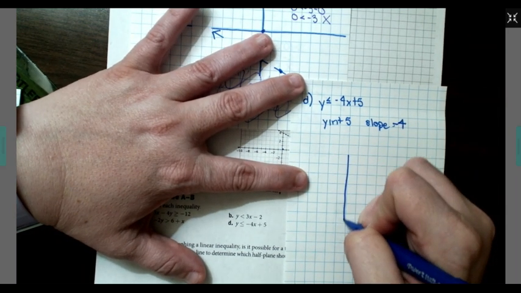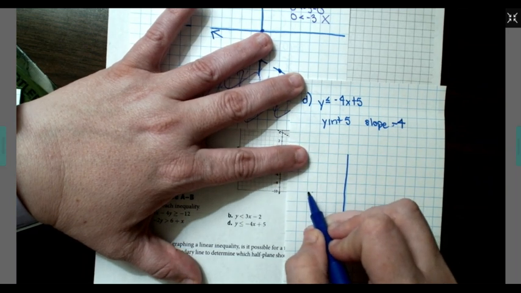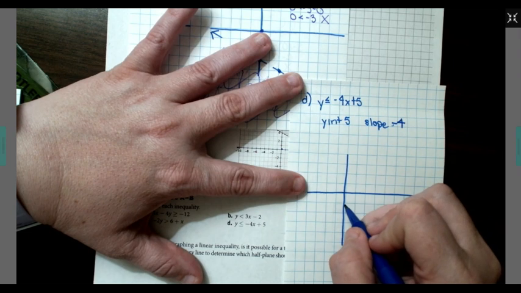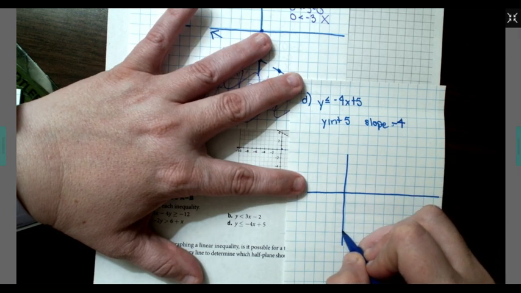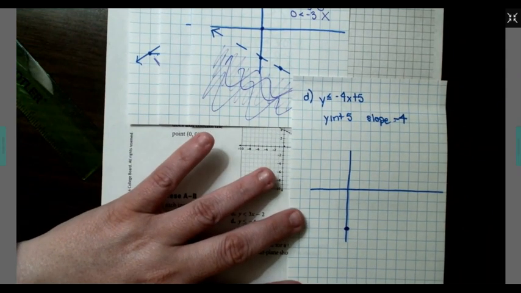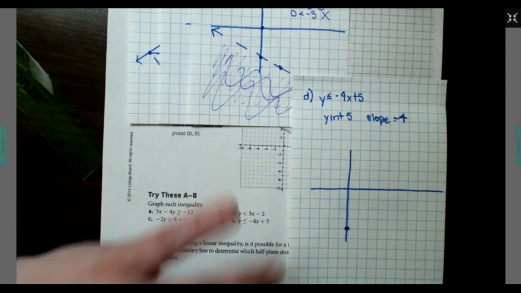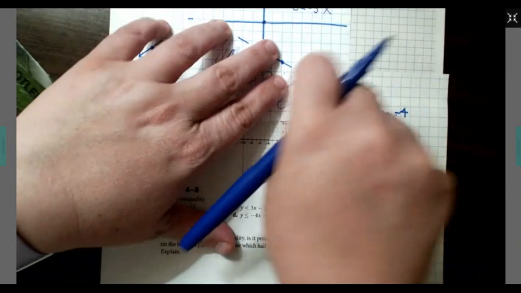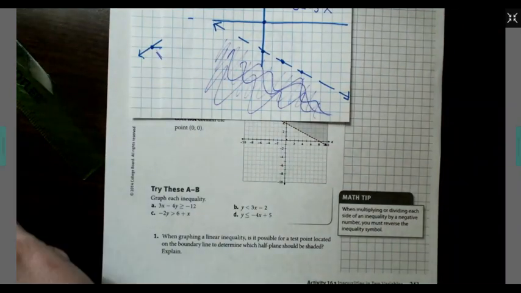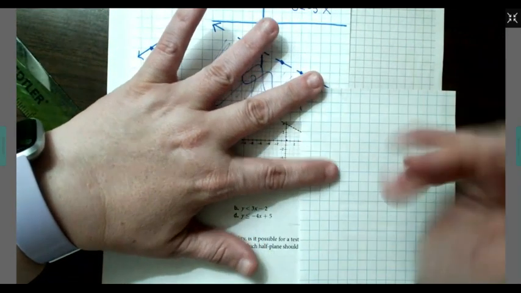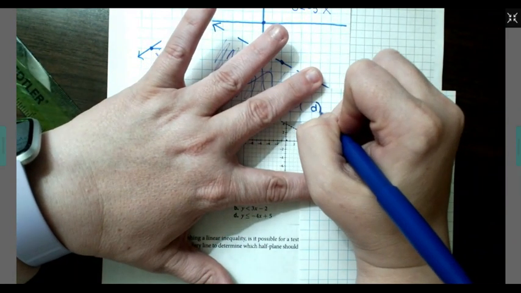Let's create our coordinate plane. We're going to start at negative 4. That's here. My slope tells me, backtrack that. I'm going to create this again. We're going to omit that one. I don't have white out here. So let me rewrite that.